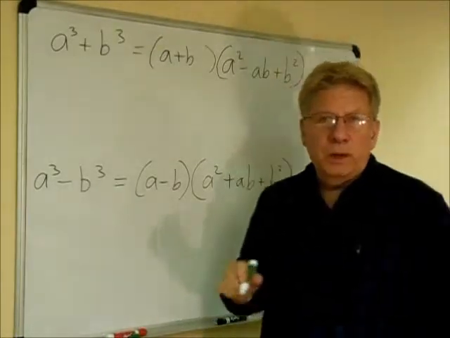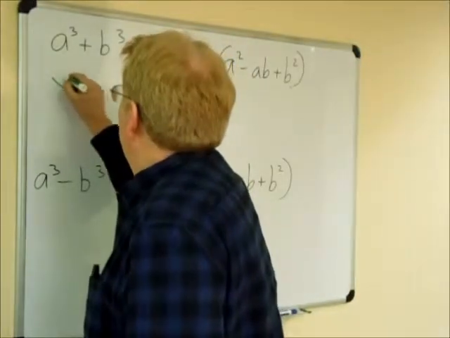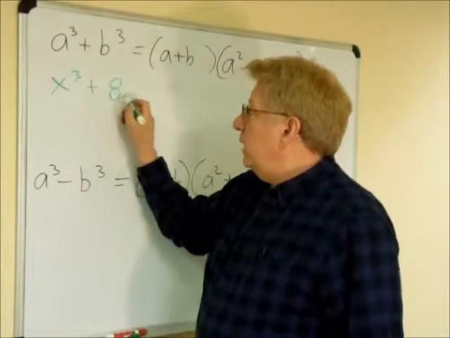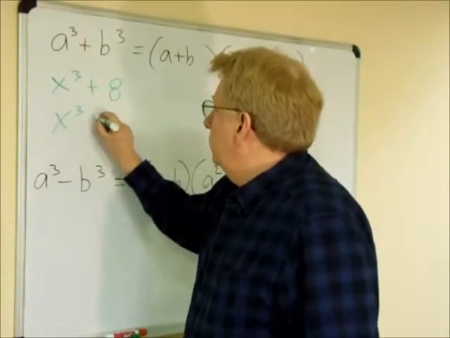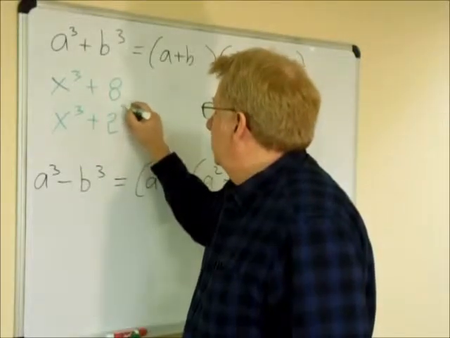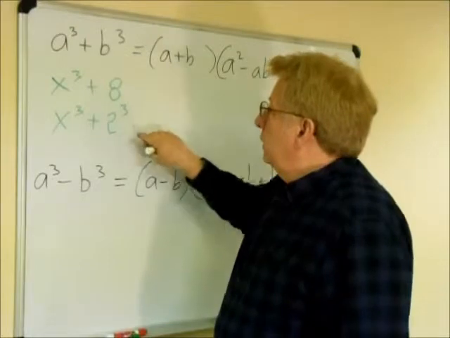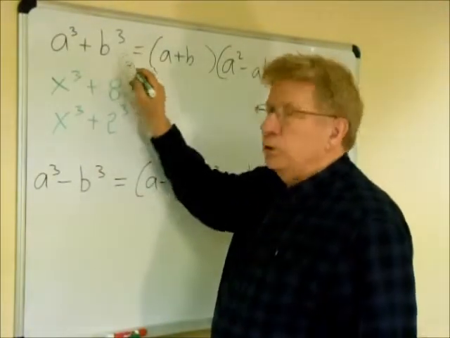Now we're going to apply this pattern to an example. The example would be x cubed plus 8. So in this case 8 is actually 2 cubed. So x cubed plus 2 cubed would be similar to a cubed plus b cubed. So x is similar to a and 2 is similar to b.